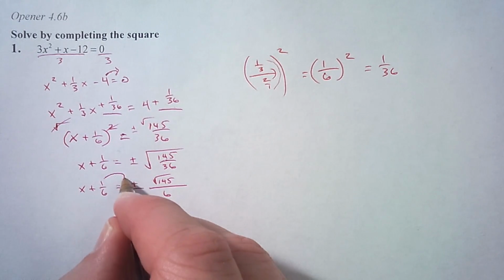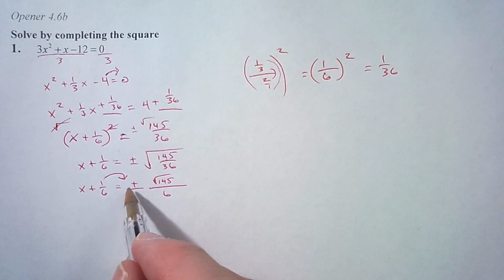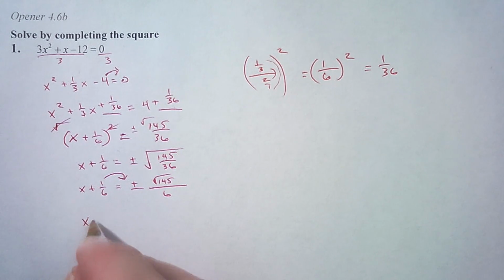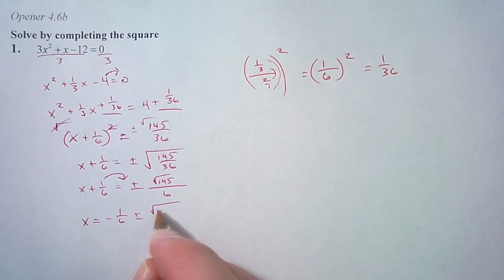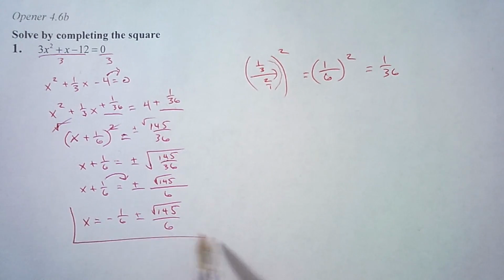And then I can move this 1/6 over to the other side, and I'll sneak it in right in front of that plus or minus. X equals negative 1/6 plus or minus the square root of 145 over 6.